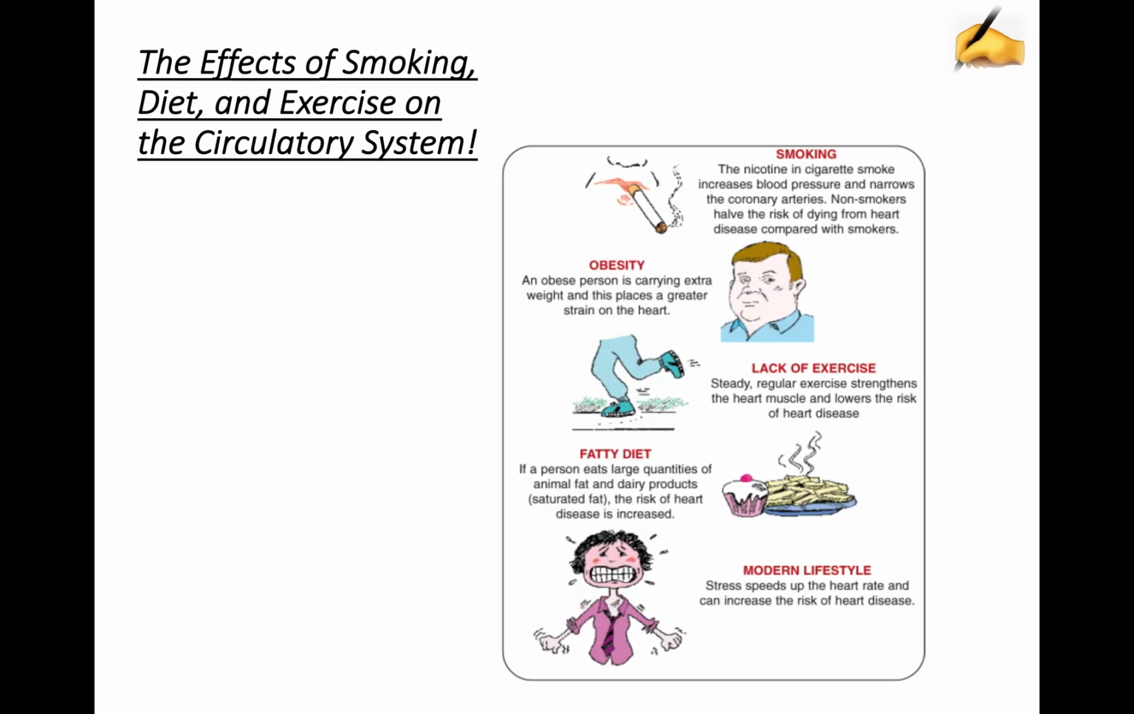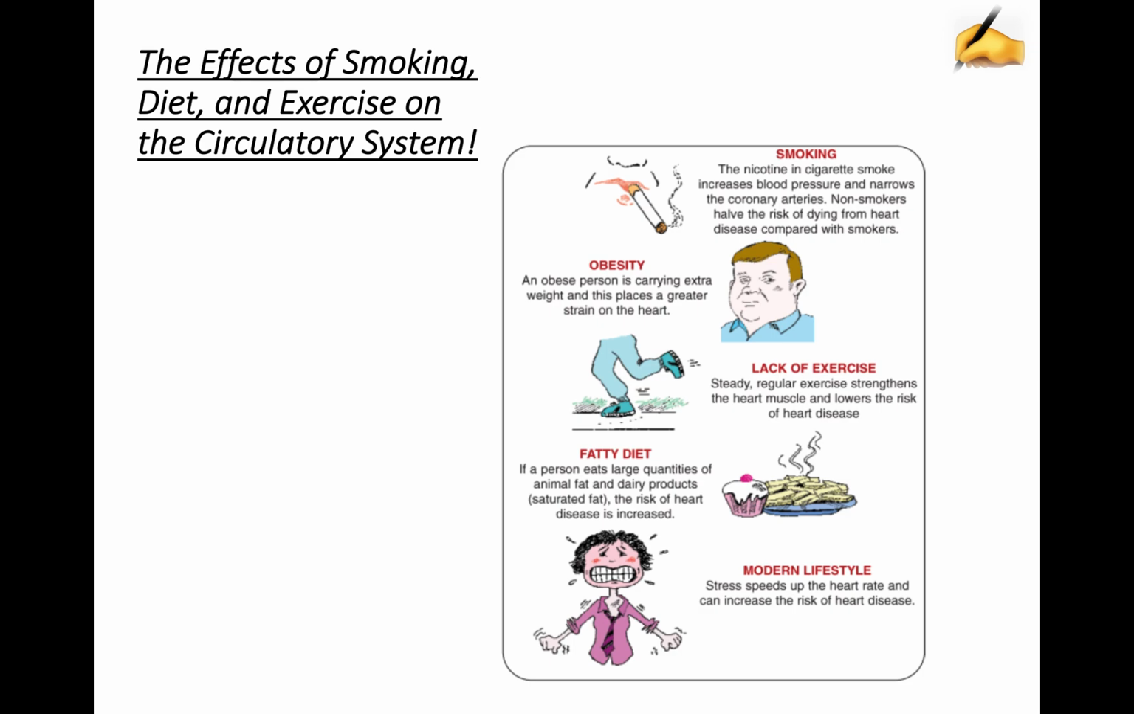Okay, so the effects of smoking, diet, and exercise on the circulatory system. You can see a visual here. As we've discussed, the nicotine in cigarette smoke increases blood pressure and narrows the arteries. Obesity: an obese person is carrying extra weight, and this places a greater strain on the heart. So it puts pressure on the heart, stresses the heart, so the heart is working that bit harder, and the heartbeats per minute will be that much higher.